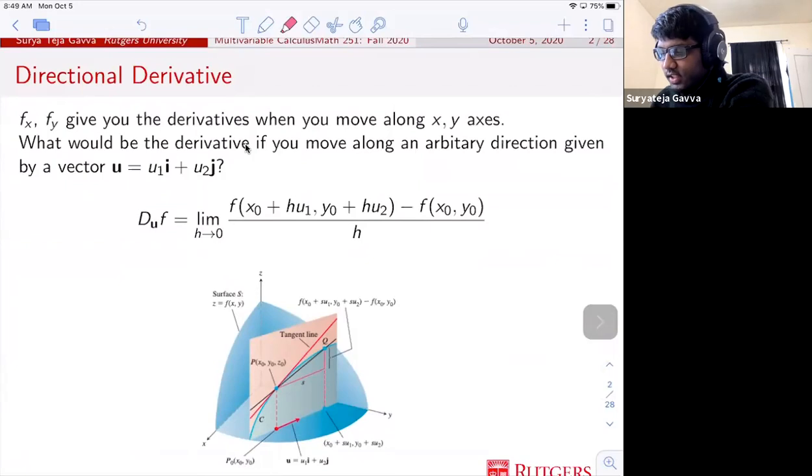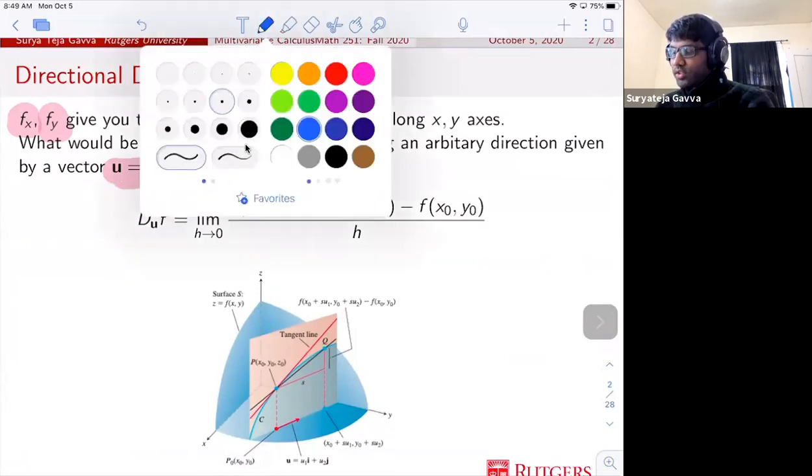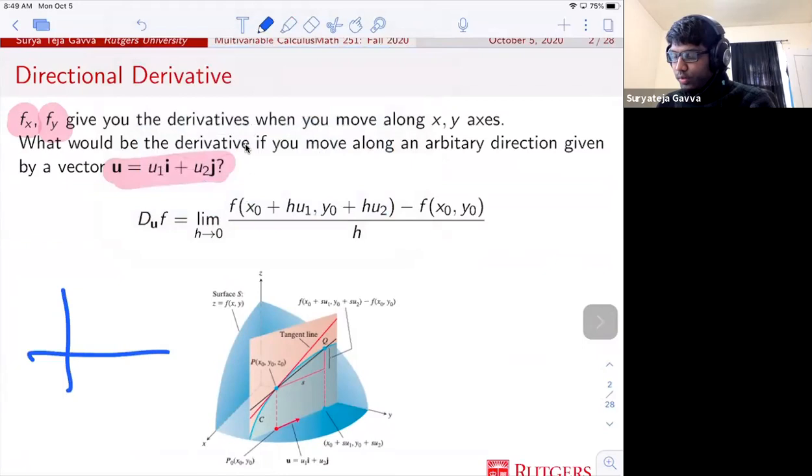So fx is the rate of change of the function along the x-axis. fy is the rate of change of the function along the y-axis. So these give you the derivatives along the x and y axes. The question is, what will be the derivative if I move along some other direction? Say I move in the direction of the vector u, what will be the rate of change? Instead of moving along the x-axis or y-axis, I move along a vector u.